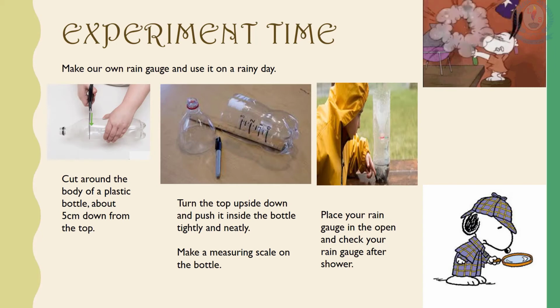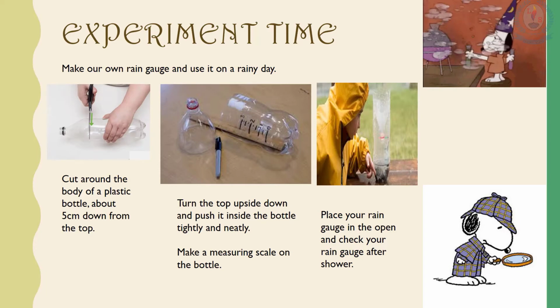Experiment time. Make our own rain gauge and use it on a rainy day. Cut around the body of a plastic bottle about 5 cm down from the top. Secondly, turn the top upside down and push it inside the bottle tightly and neatly. Use a marker and ruler to make a measuring scale. Place your rain gauge in the open and secure it so that it does not fly away in a strong breeze.